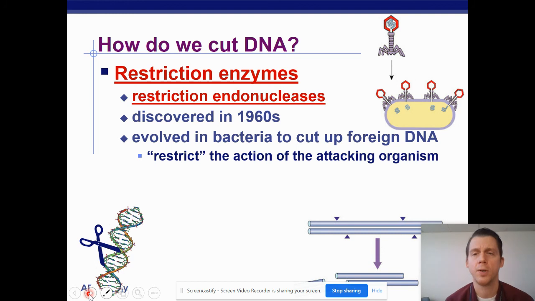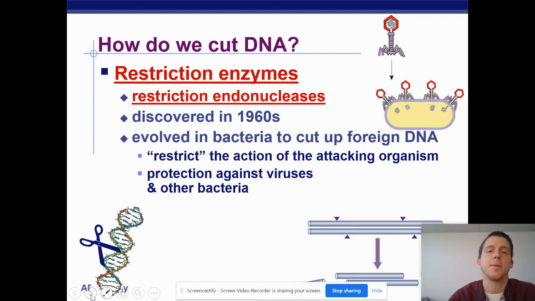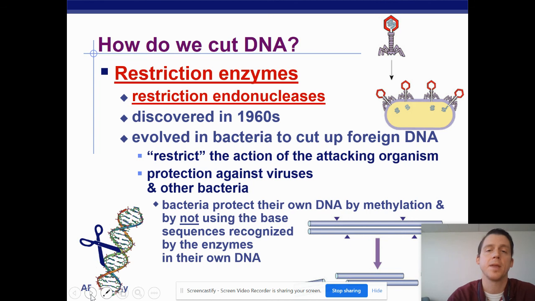They already occur in bacteria, and their job is to act like an immune system for the bacteria. They basically restrict the action. Here we have a bacteriophage infecting a bacteria. A restriction enzyme is going to cut this DNA up. So restriction enzymes act as part of the bacteria's immune system. They protect against viruses. They may even protect against other bacteria.